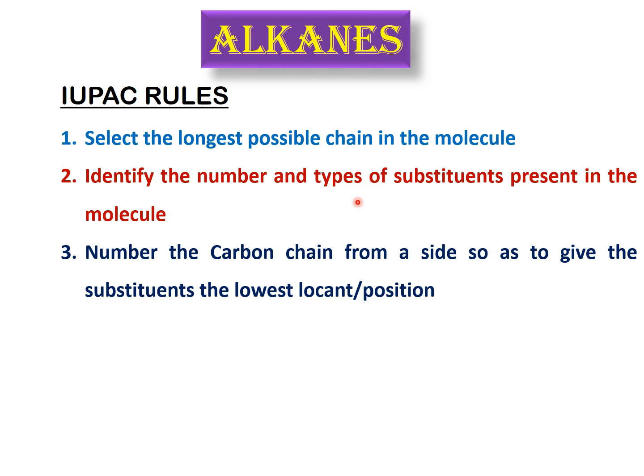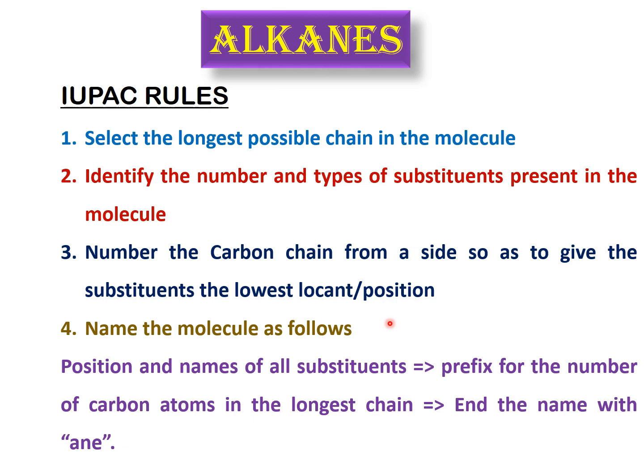Now, when you have done that, you have to number the carbon chain. Like you have to assign numbers to all the carbon atoms in the chain. Now, for that, you have to start from one end of that carbon chain. And you have to start numbering from a side so as to give all the substituents the lowest positions or the locants. If you have one substituent, you start from a side so as to give the lowest possible position to that substituent. If you have more than one substituent, then you have to take into account the positions of all the substituents present on that chain.